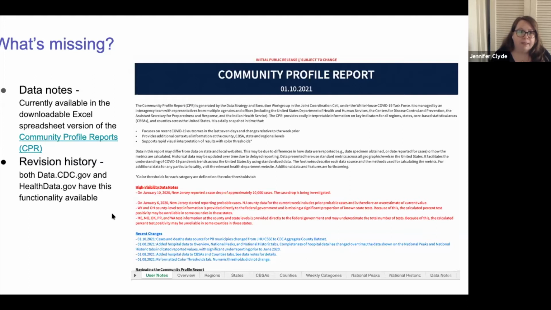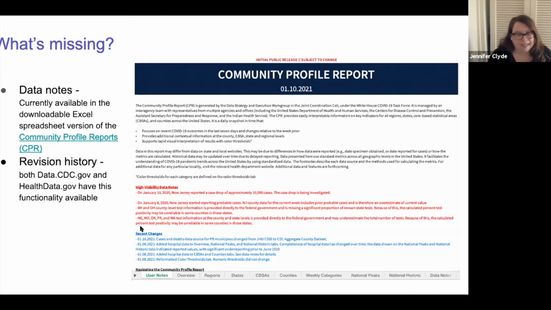Both the data.cdc.gov and healthdata.gov have functionality to create and save versions of the data set already and do for other data sets. So we'd love to see that turned on, basically. We're not sure exactly how it works because we don't run those sites.